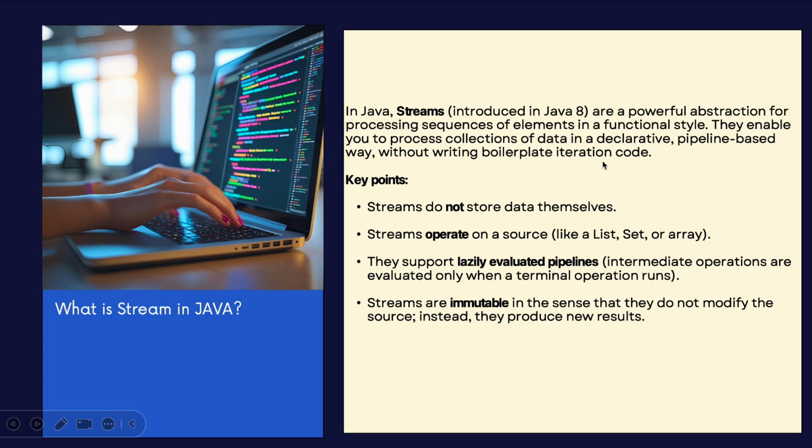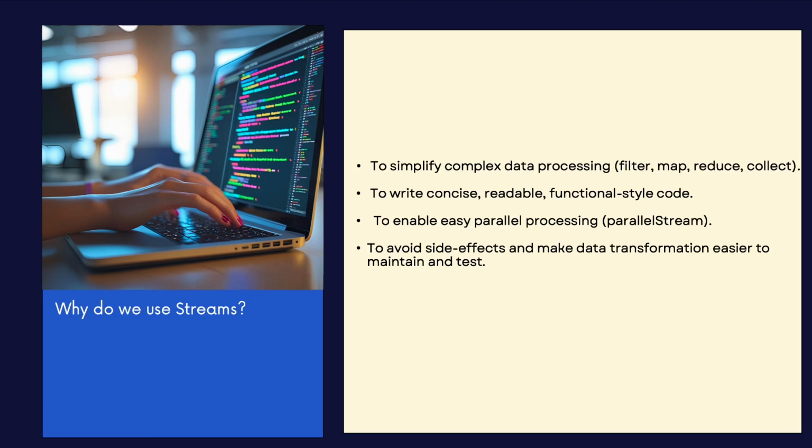Now we will see the key points. A stream does not store data itself. Streams operate on a source like a list, set, or array. They support lazily evaluated pipelines. Intermediate operations are evaluated only when a terminal operation runs. So, what are intermediate operations and terminal operations? We will study them in the next slide. Streams are immutable in the sense that they do not modify the source; instead they produce a new result.